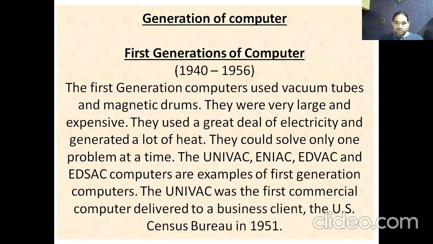So don't get confused. This was the first commercial computer which was made. The Universal Automatic Computer was the first commercial computer delivered to a business client in the US, the Census Bureau, in 1951. So the first computer came in the year 1951, a first generation computer.